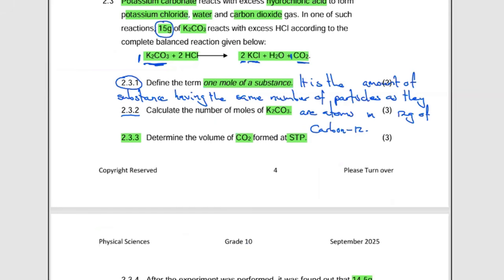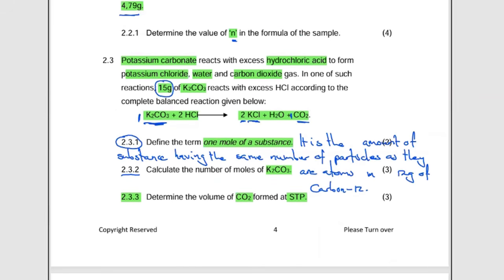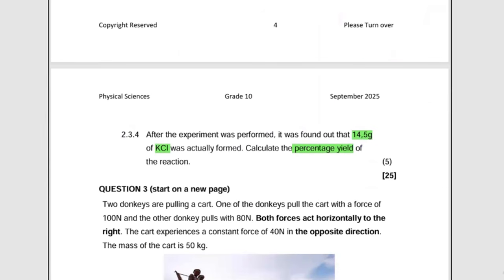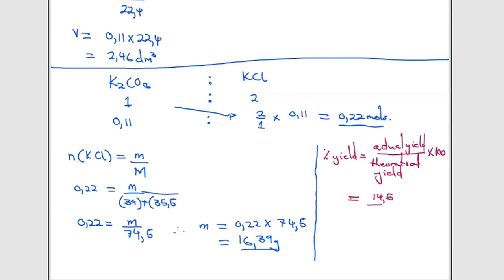So I'm going to say 14,5. Let me scroll a bit to show you where I get my 14,5. So this is the mass that we are actually given. After the experiment was performed, it was found out to be 14,5. So this is the actual yield, which is 14,5 all over the theoretical yield, right? The theoretical yield that we calculated there, we were expecting to get in theory. Therefore, it's going to be 16,39 then multiplied by 100, so that we can convert this as a percentage.